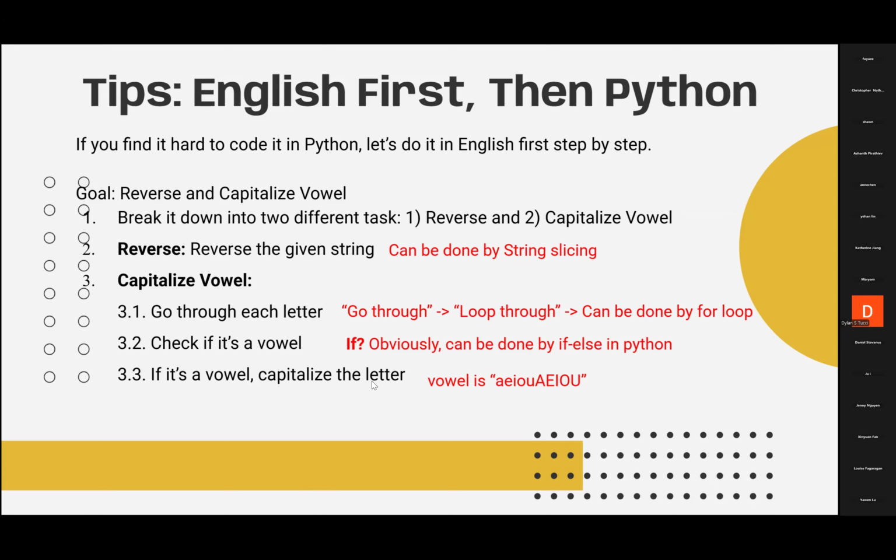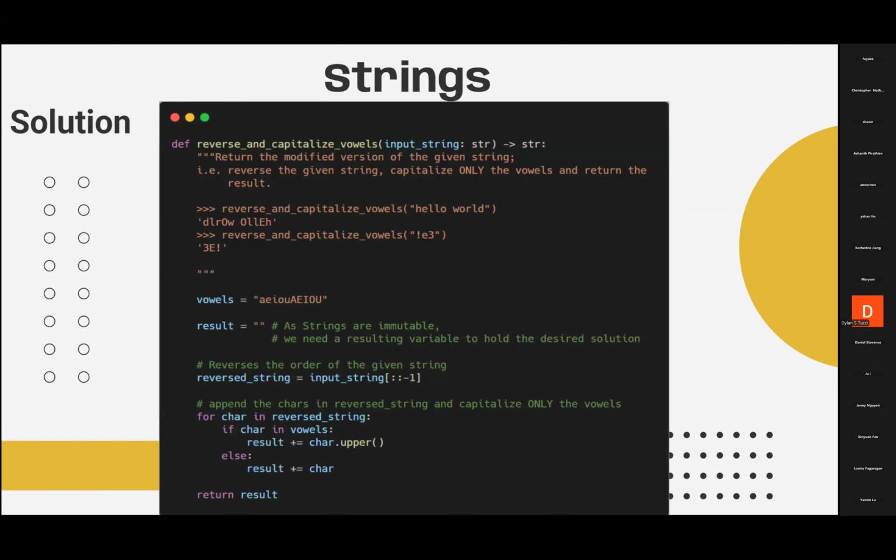To capitalize the letter, you can do dot upper in Python. And yeah, let's just look at the solution. So first, vowels is this one. Don't forget the uppercase and the lowercase vowels, because we have to take into account both cases. And then since strings are immutable, you cannot modify the result in the input string. So you have to make another variable to store the result.